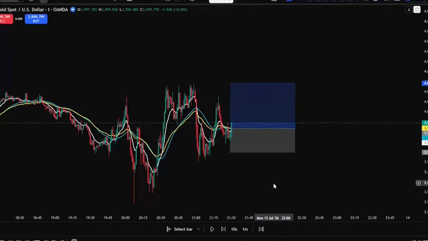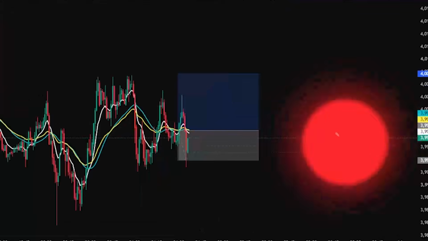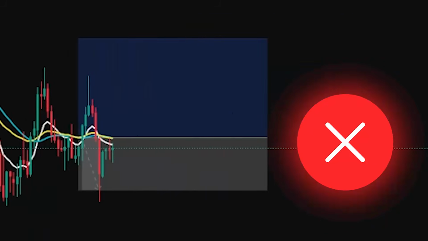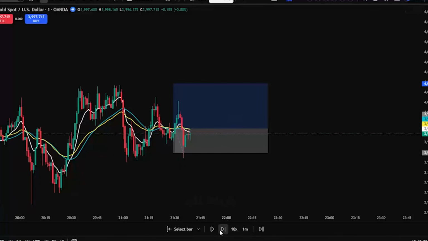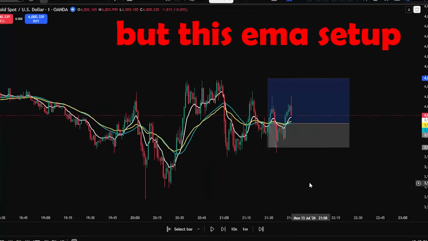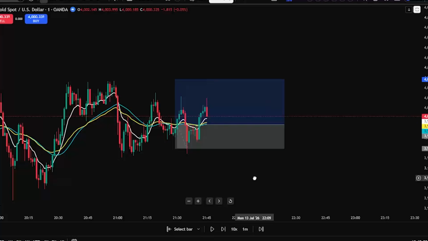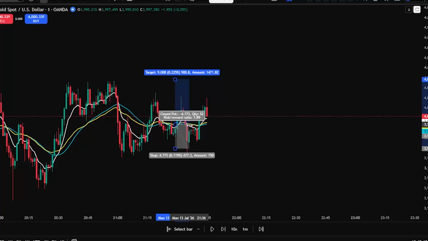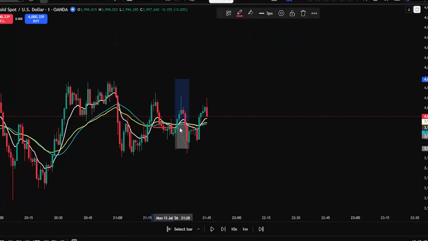Their stop losses get hit before the next move begins. The solution is not entering faster. The solution is entering after confirmation. But this EMA setup is different. This is the exact EMA 9/21/34 volatility setup.